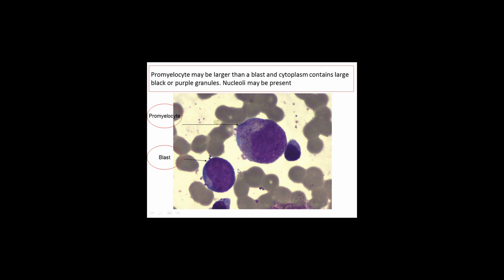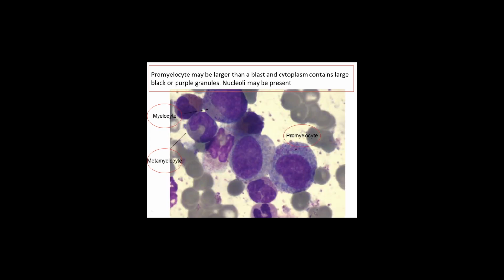Now next comes the promyelocyte. As I already said, it's a large cell, larger than the blast, and it has lots of granules and a prominent Golgi. See here again, a promyelocyte, a metamyelocyte, and a myelocyte. So the three are in the same picture, and so we can differentiate them very easily.